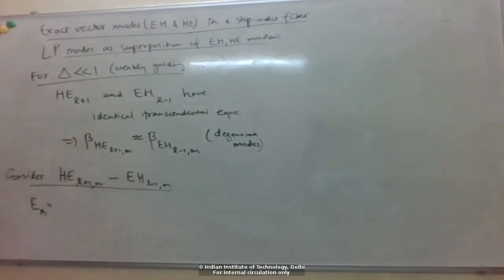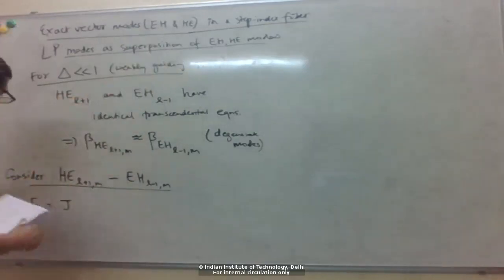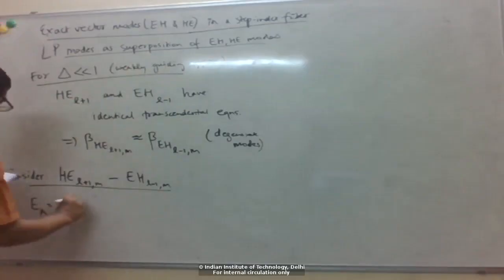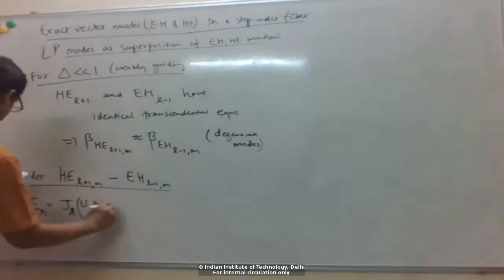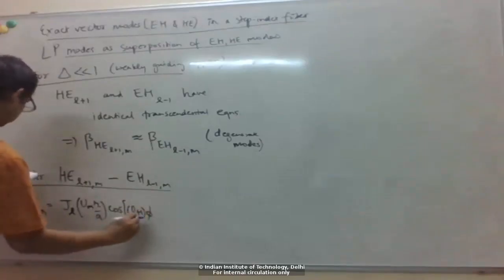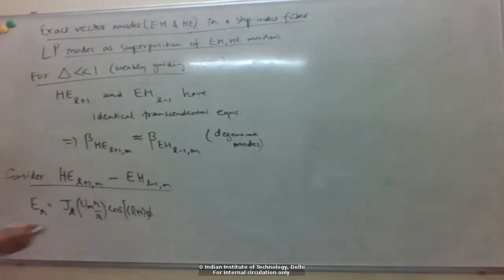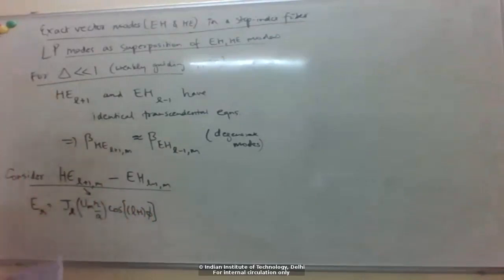So we first write for the HE mode. The HE L went something like J L minus 1, so HE L plus 1 will go as J L. And we have L plus 1, so the azimuthal dependence will be like cosine L plus 1. Okay, so this is from the HE part. Again we have two choices here, we could either use cosine or sine, but let's consider the cosine solution.